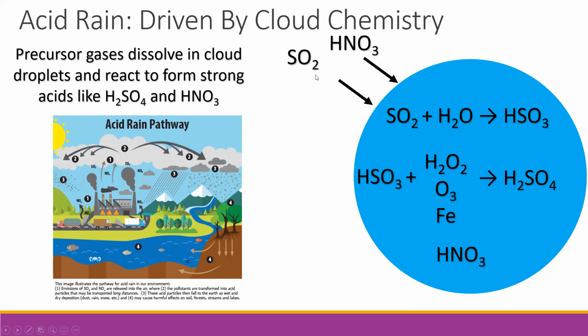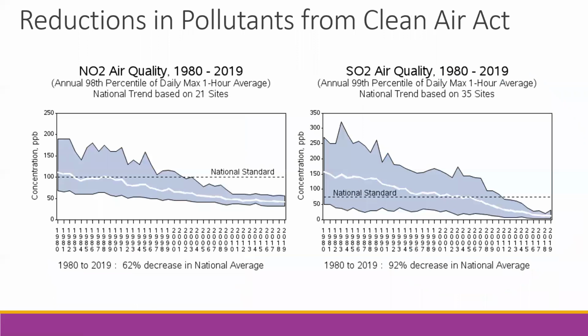These gases can dissolve into cloud droplets and react with water, and then react with oxidants such as hydrogen peroxide, ozone, and trace metals like iron to form strong acids like sulfuric acid, which then, of course, lowers the rainwater pH and causes the significant ecosystem problems. This discovery led to significant regulations through the Clean Air Act amendments.